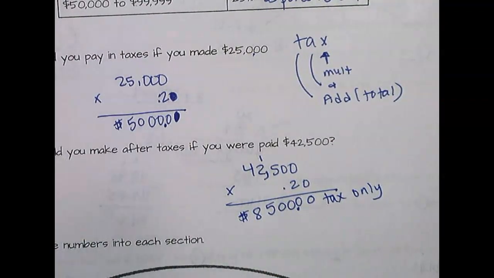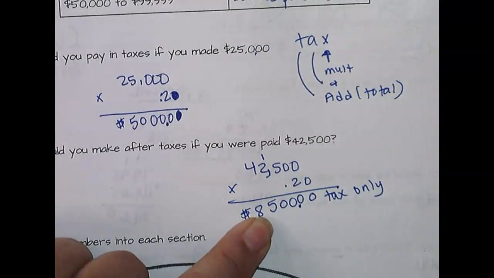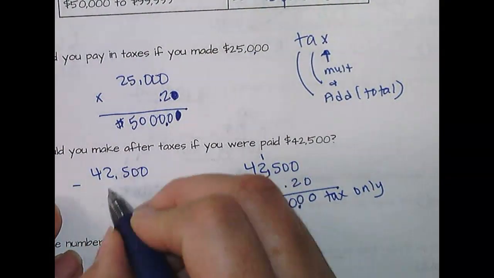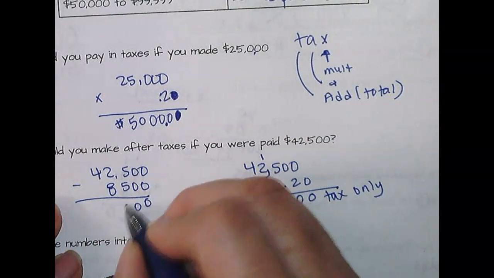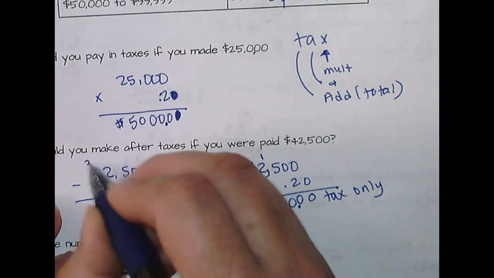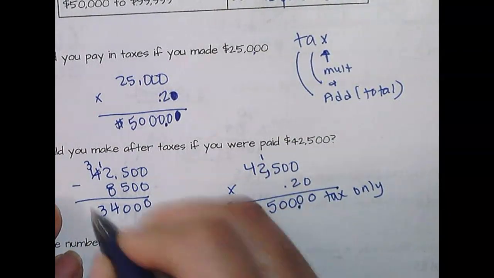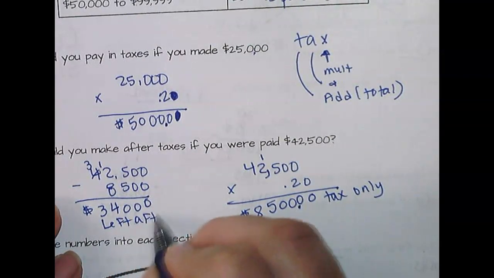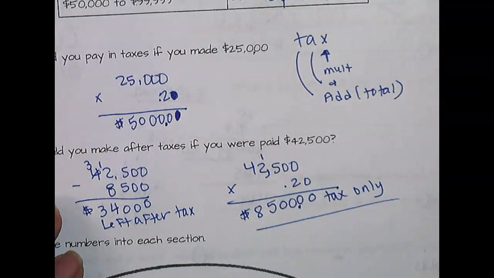But is that the question? How much would you make after taxes if you were paid this much? So this is your salary. You need to subtract this because that's what you owe. So you owe $8,500 in taxes. 0, 0, 0, and that won't work. So that's a 3. Borrow, give that 10, and that's going to be 4, and 3 comes down. So this is what you have left: money left after taxes. And this is your taxes only. And that's pretty much how life works.